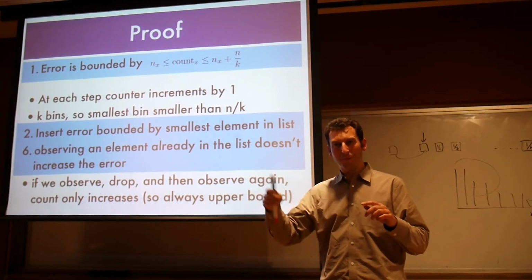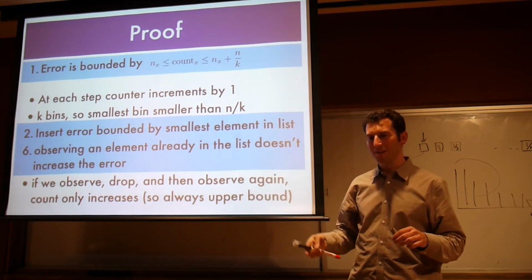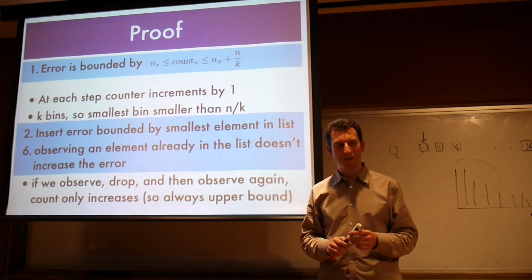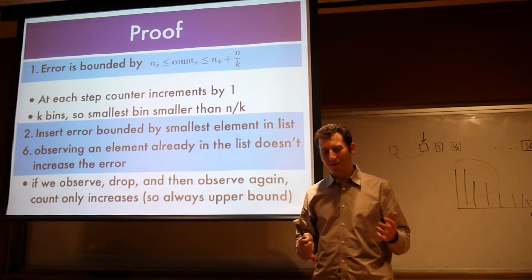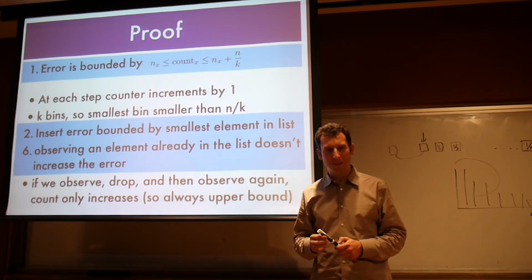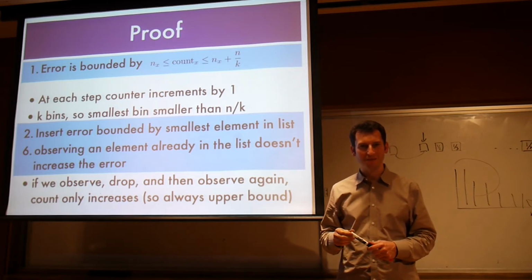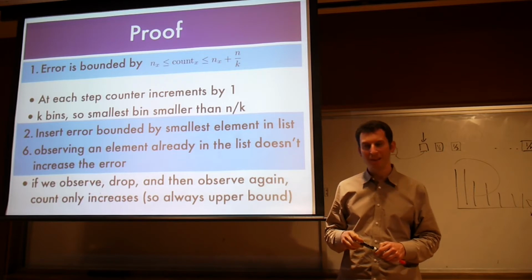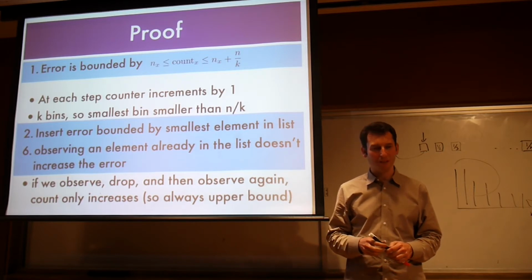Now, since it went up, sure, the inaccuracy increased a little bit, but it's still less than or equal to n over k. So therefore, the error is always less than or equal to n over k. Furthermore, the same argument also shows that it's an upper bound on the actual counts. You may not detect everything, but whatever you detect is going to be upper bounded by the counts that you see.